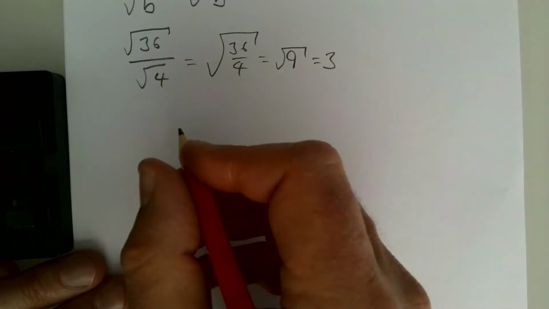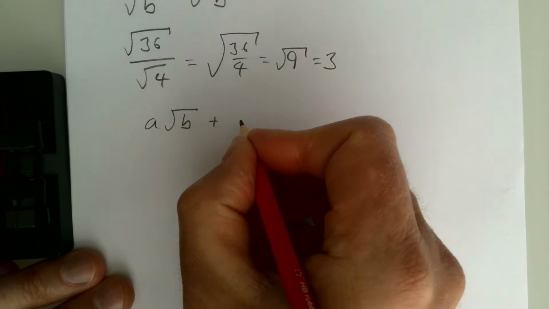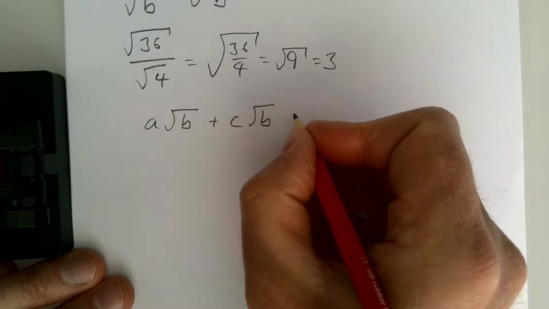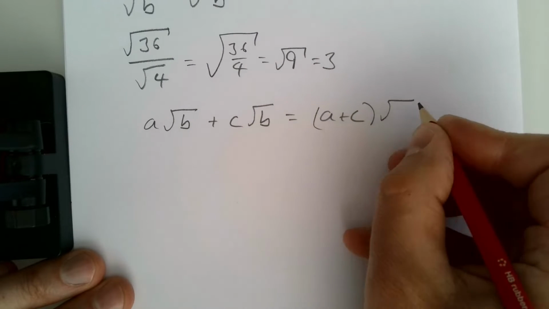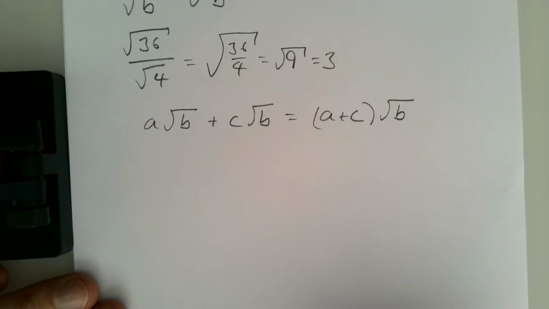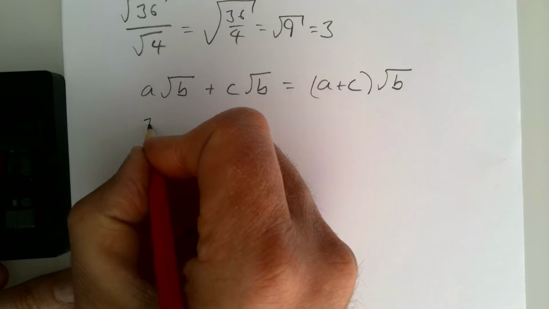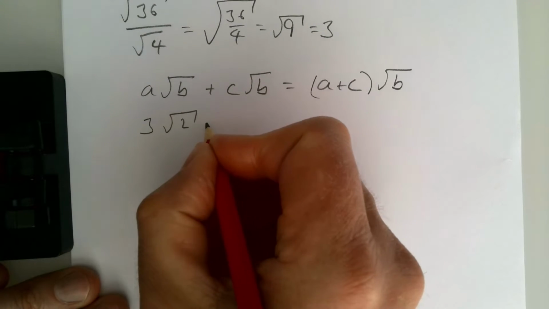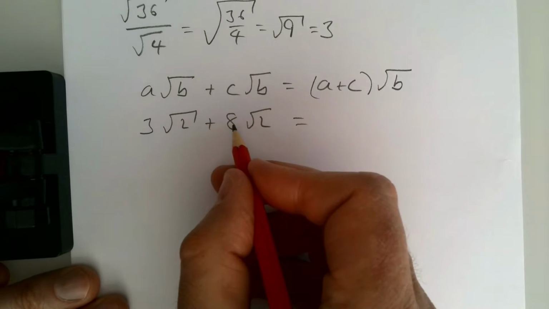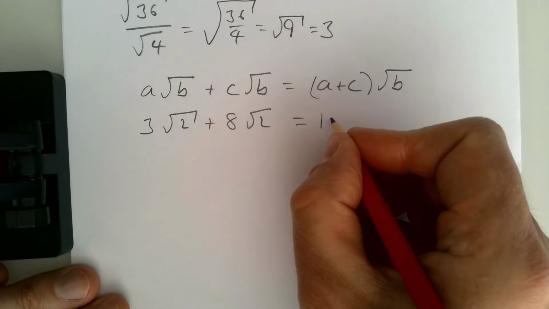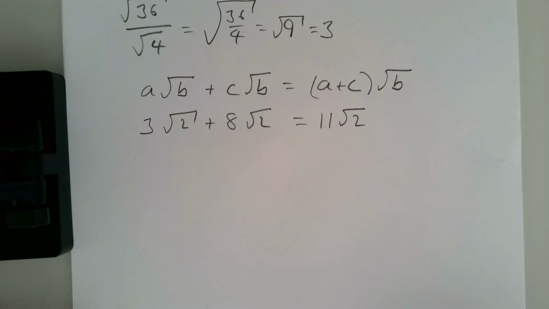The other one worth mentioning is, say you have something like a root b plus c root b, that then is a plus c, root b. This is a bit of an odd looking one, but let's go for it. Say we have 3 root 2 plus 8 root 2. It's a bit like 3 apples and 8 apples. You add them together and you will get 11 apples, or 11 root 2.